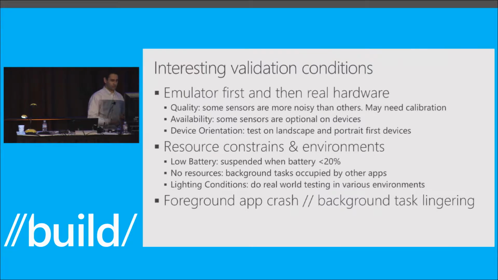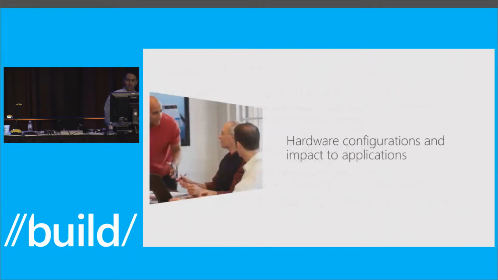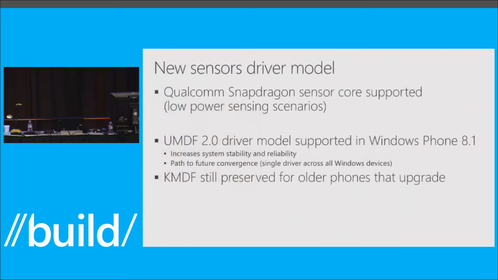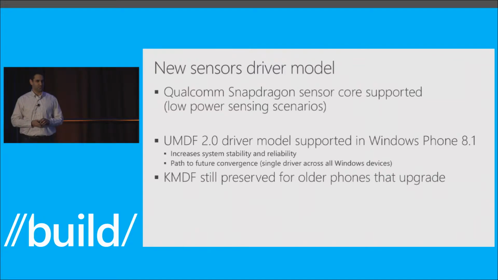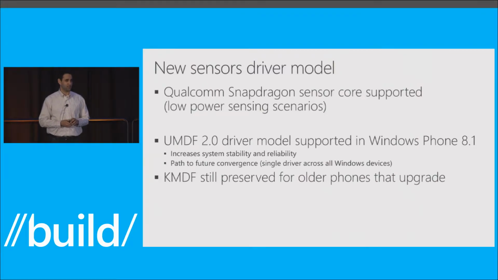Let's move forward to the third section, which is basically, how do you go through and take advantage of the hardware configurations that are there in your applications? So as I mentioned, there are different types of hardware configurations coming about. Some of the newer phones that you'll start to see coming into the market will take advantage of facilities that are there on the Qualcomm Snapdragon's sensor core.